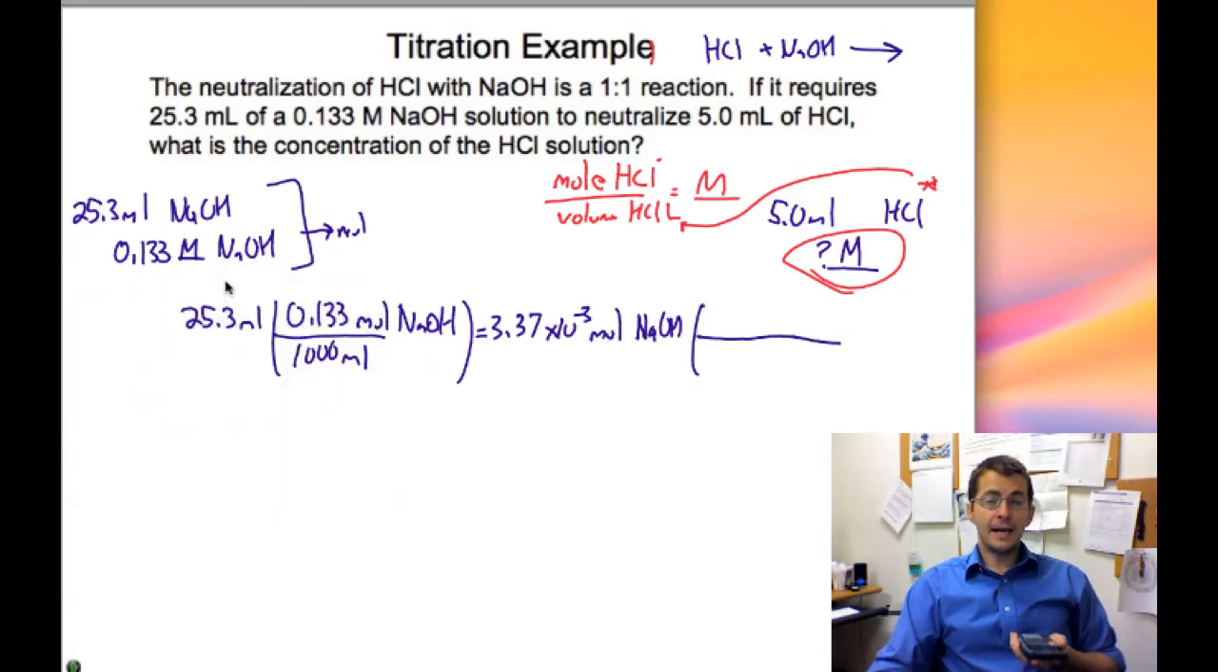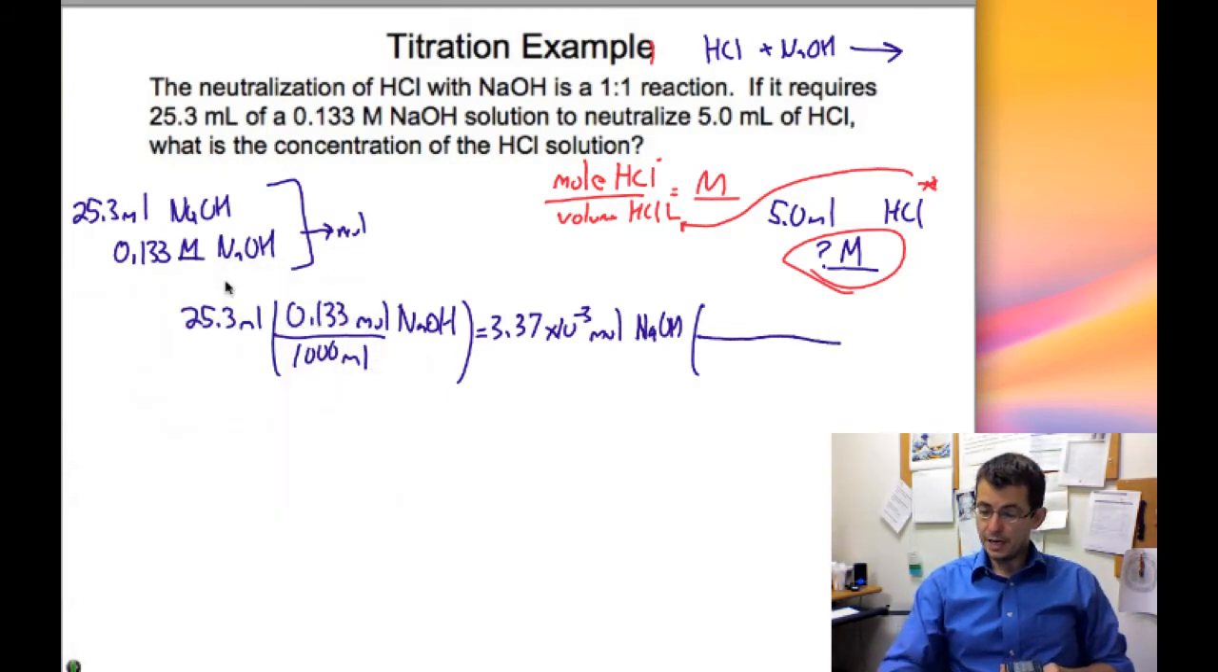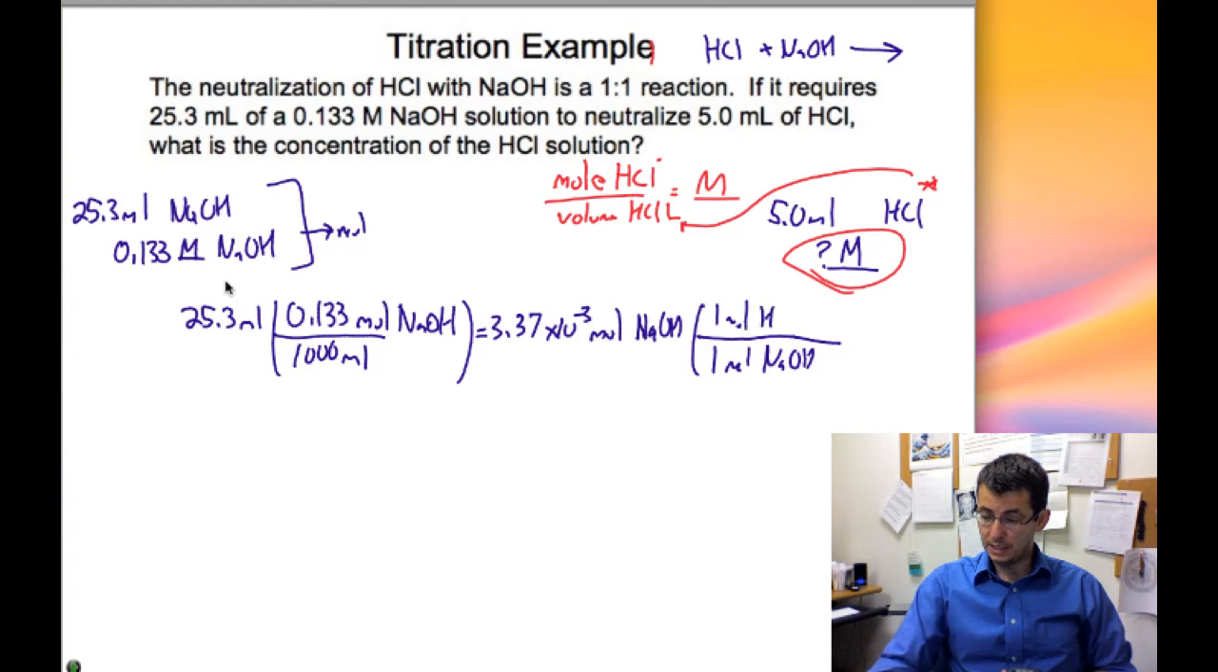Well, if you did the calculation right, you should get 3.37 times 10 to the minus third moles of sodium hydroxide. Because this is a 1-to-1 reaction, we know that 1 mole of NaOH is equivalent to 1 mole of HCl. That says that in that 5 mL sample, there are 3.37 times 10 to the negative third moles of HCl.